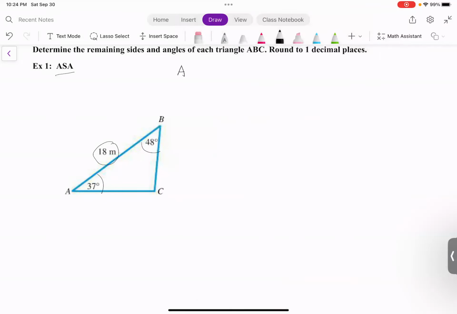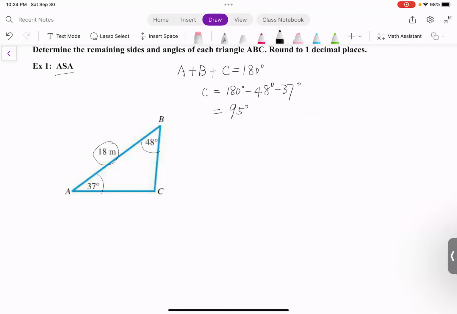I know that angle A plus angle B plus angle C is 180 degrees. And I know the angle A and angle B. So C equals 180 minus angle A, which is 48 degrees, minus 37 degrees. So we can use our calculator to find the value is 95 degrees.